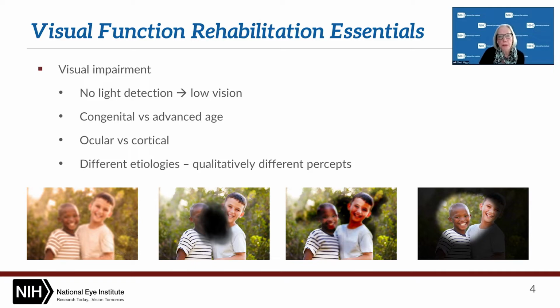Now, whether the person has been blind since birth or is losing their vision either as a child or in older years, that can drastically impact the person's needs and their adaptation to rehabilitation. And then different etiologies, if they're ocular, cortical, or different disease states, can all result in a qualitatively different experience for the individual, as you can see in the exemplars at the bottom of this slide.